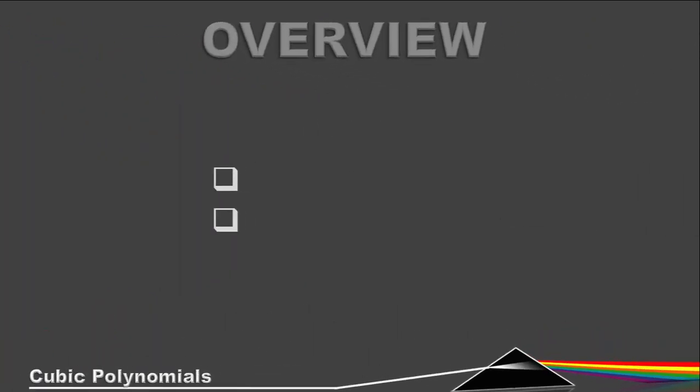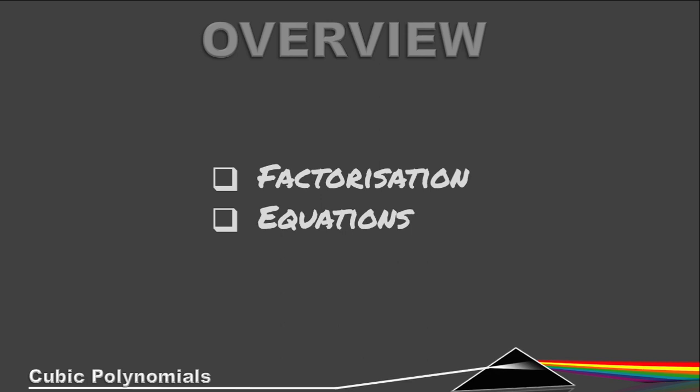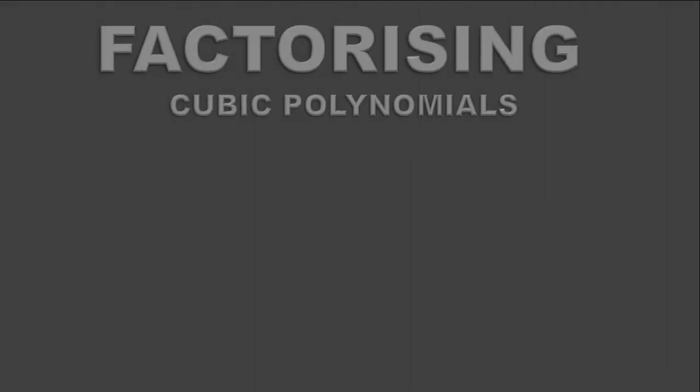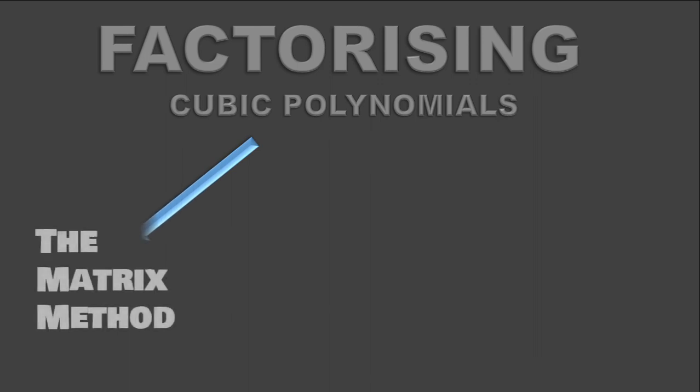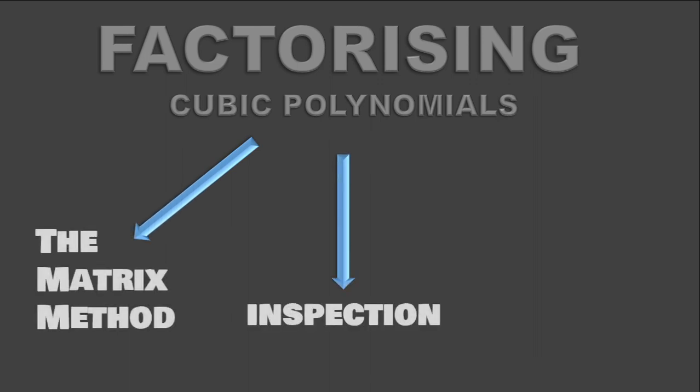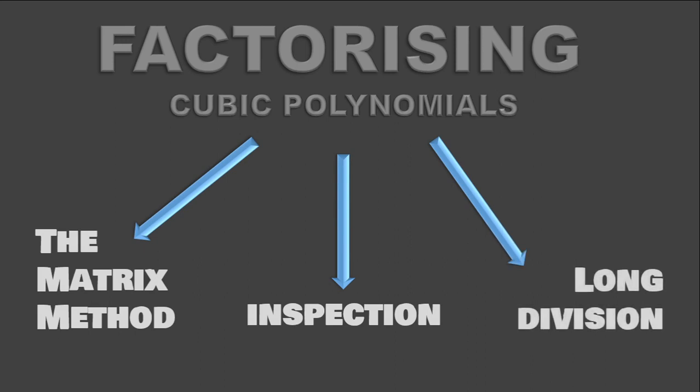Okay, so in this video we have two sections. The first one is to look at a cubic polynomial and how to factorize it, and the second one is how to solve equations involving cubic polynomials. Now, when we look at factorizing cubic polynomials, there are three methods. The first method is called the matrix method. Then we can do it using inspection, and then finally using long division.